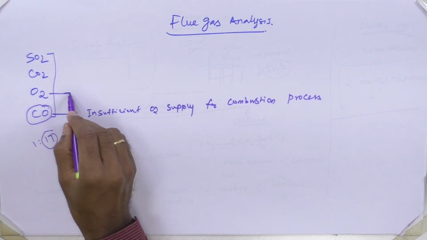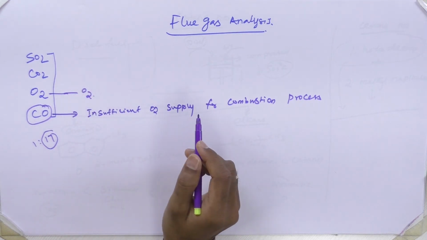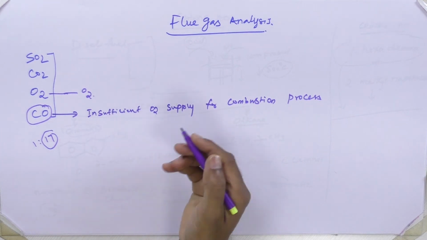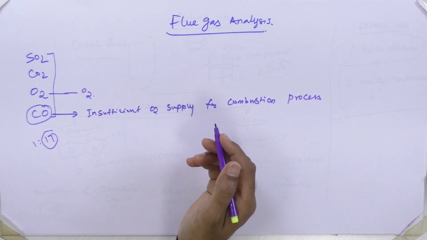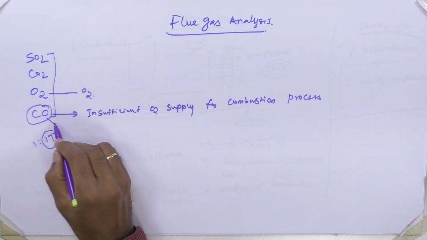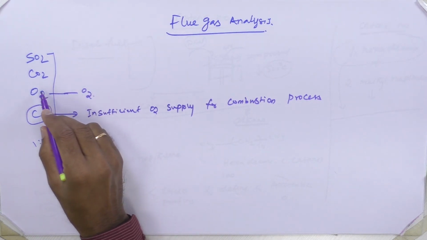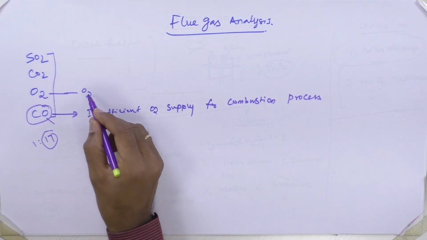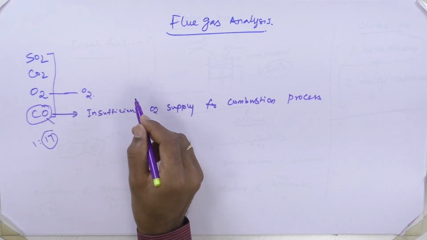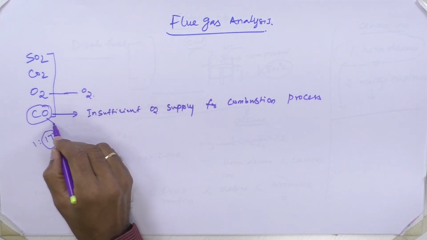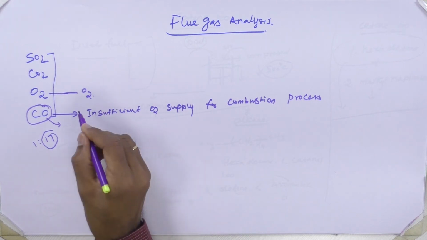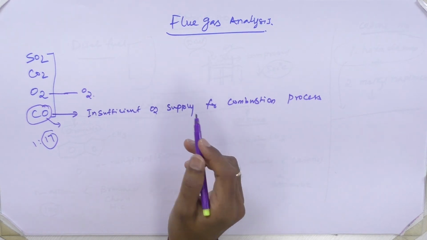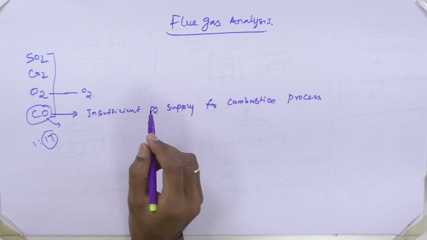The second one: if more oxygen is coming out from the automobile exhaust, we can say that we are supplying an excess amount of oxygen for the combustion process. Therefore there won't be much carbon monoxide. The quantum of O2 and the quantum of CO are interrelated. If you supply much oxygen, the exhaust has more oxygen and the CO level will be very low. If we supply less oxygen, the CO level will be maximum, because there will be incomplete combustion. As a result, it will release more carbon monoxide.